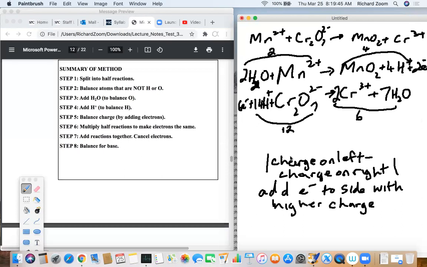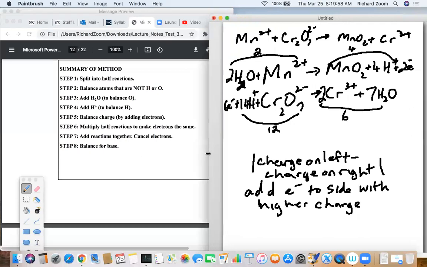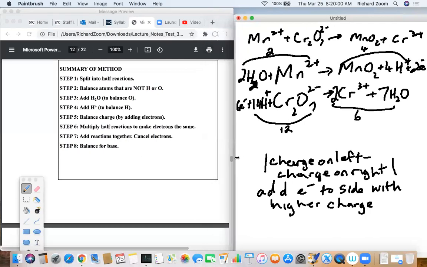What are we doing? All right, the next thing, we need to multiply the half reactions to make the electrons the same. Now, we've done this before. We did it when we were doing the Nernst equation to balance the reactions. So what we need to do is figure out what we need to multiply these reactions by in order to make the electrons equal. So down on the bottom reaction, we have 6 electrons. On the top reaction, we have 2. So what I'm going to have to do here is multiply this top reaction by 3.